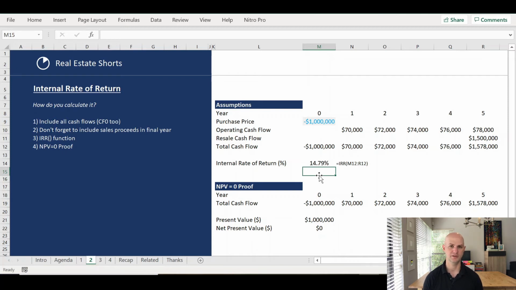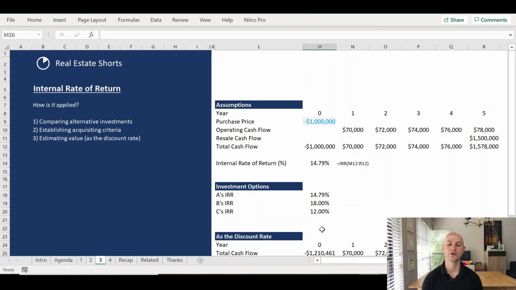The proof here for the academics in you. In this case, we're proving that if you were to discount this future stream of cash flows at that 14.79 and change percent return, you'll arrive at a present value of $1 million, the exact same thing it cost you. So the net present value is 0.